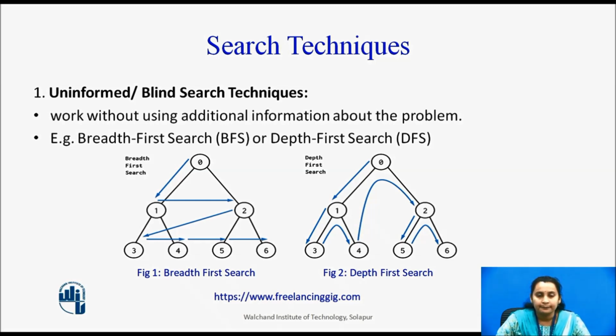There are basically two types of search techniques in artificial intelligence. One is the uninformed search technique, also called the blind search technique. This technique works without using any additional information about the problem. It tries to retrieve all the possible paths present in that map, network or graph. It will visit each and every node or vertex present in that graph.